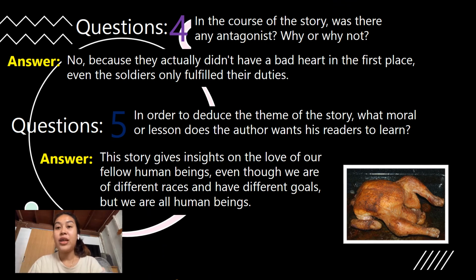Question 5. In order to deduce the theme of the story, what moral or lesson does the author want his reader to learn? Answer. This story gives insight on the love of our fellow human beings. Even though we are of different races and have different goals, we are all human beings.